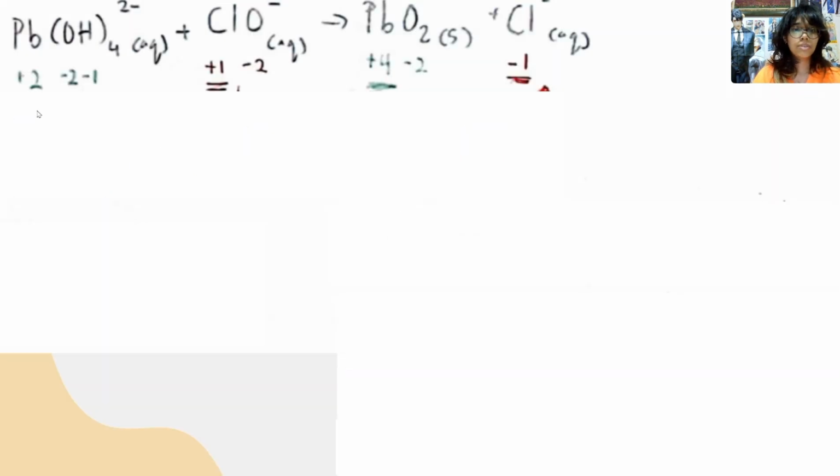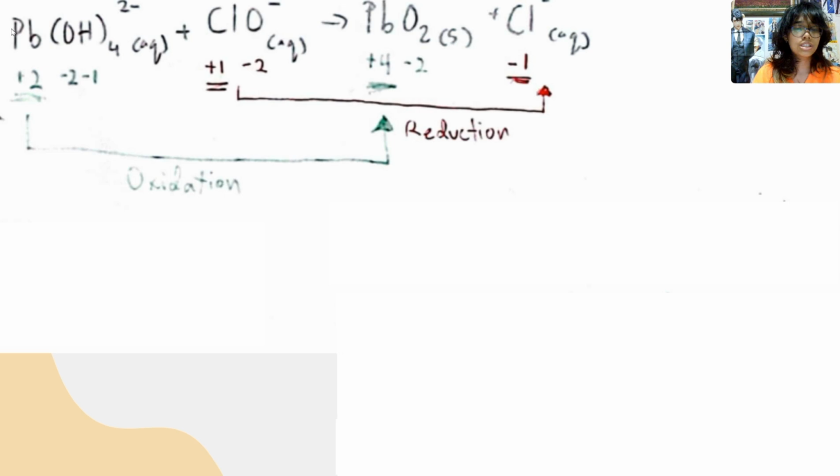So now we have all the oxidation numbers, we write them down, +2, -1, everything. We are oxidizing. So this lead to this lead, we have a +2 on this side, while over here we have a +4. So we are increasing the number, so that will be oxidation. While this chlorine to this chlorine, we start off with a +1 and we end with a -1. So we're reducing that number, so that makes it reduction.